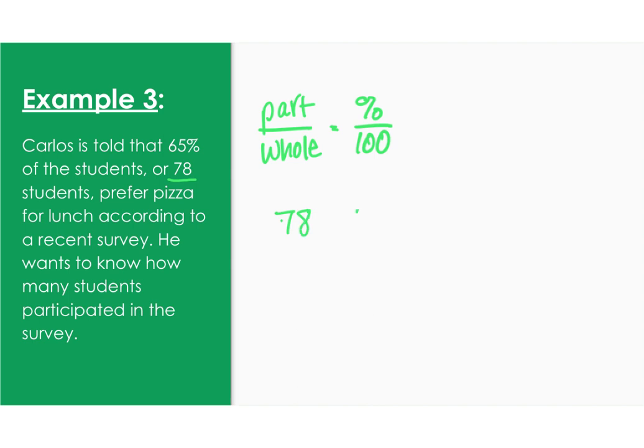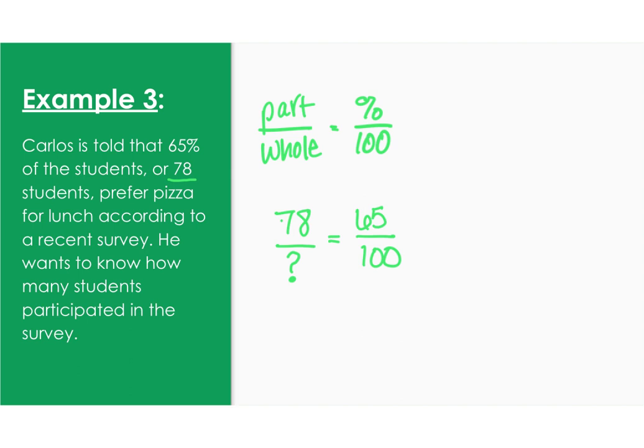The percent is 65. It has the percent sign with it. That is always going to be over 100. And here we are with the proportion. So it is asking how many students participated, which means that is going to be our unknown.